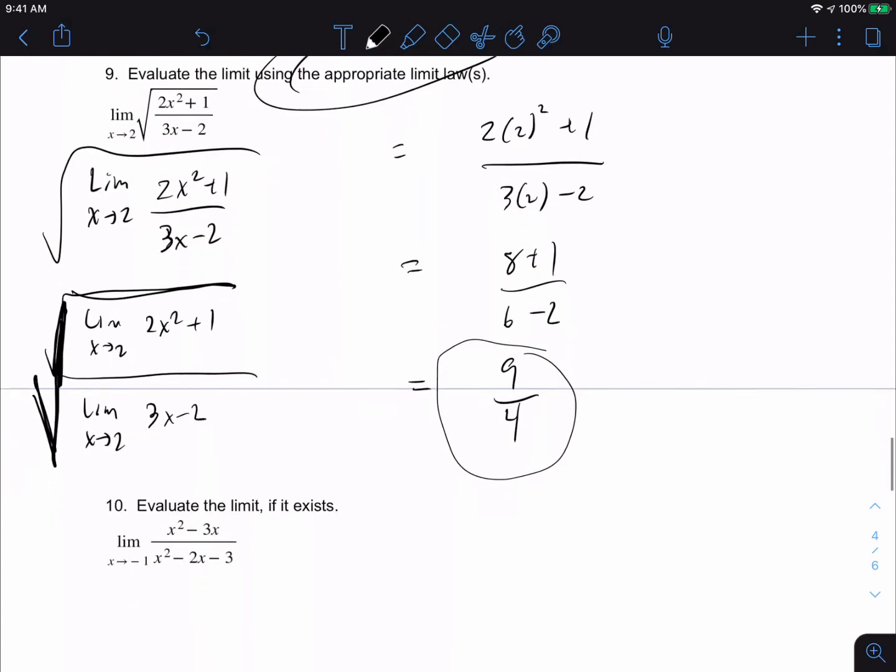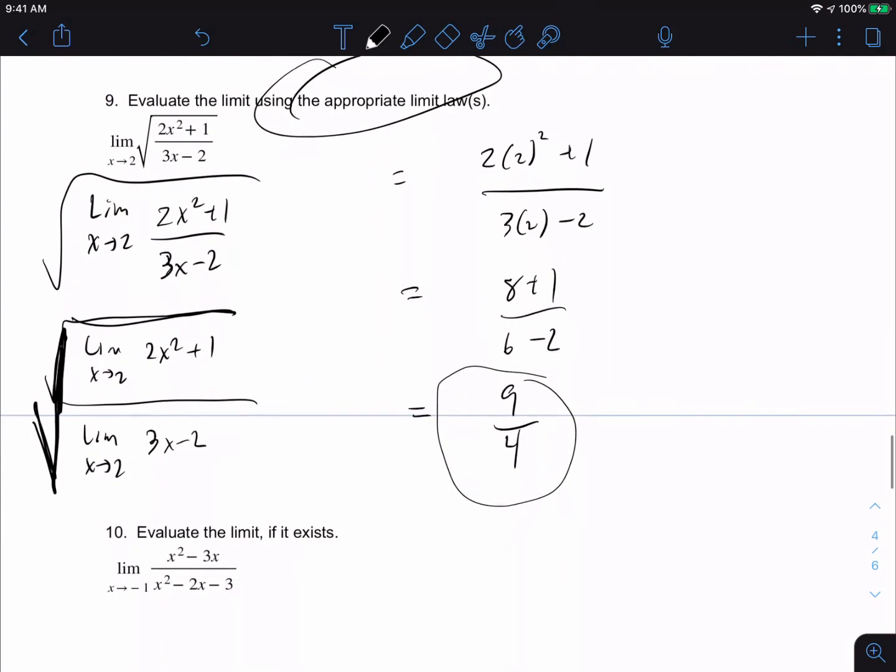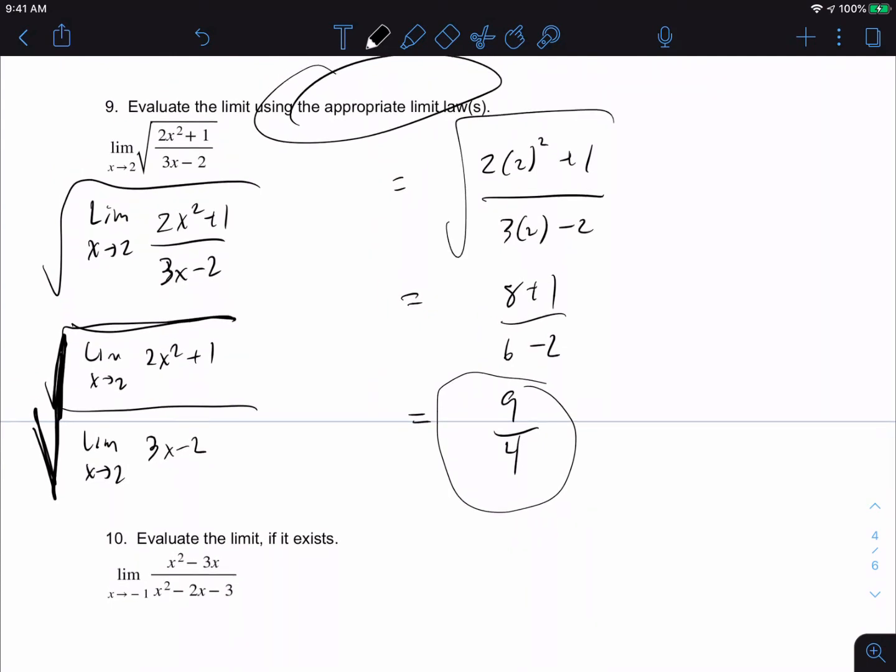Okay? Question. You don't have to square root that because of the square root. Oh, that's right. Thank you. So it should be 3 over 2. Okay, cool. Thanks.